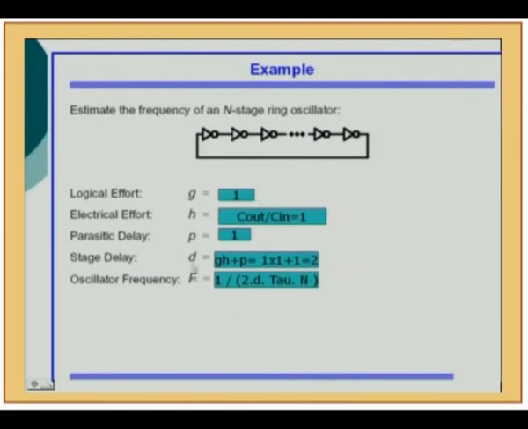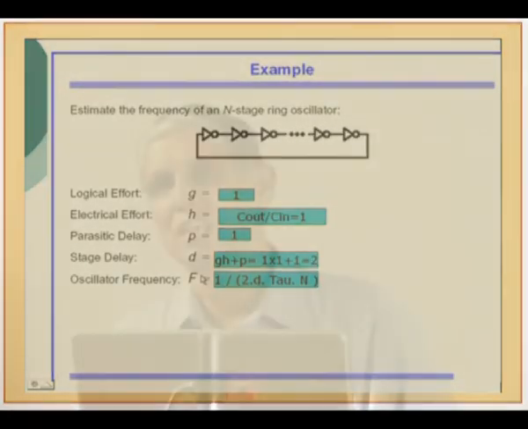So if I want to find the stage delay, for one stage it is gh plus p, which is 1 into 1 plus 1, so 2. The oscillator frequency is 1 upon, of course now d is not absolute, so multiply it by tau. So 2 into tau is your net delay, and by the formula the clock frequency is 1 upon 2d tau into n.